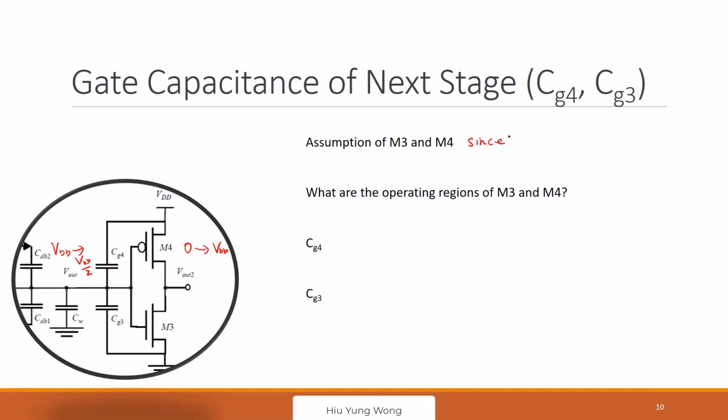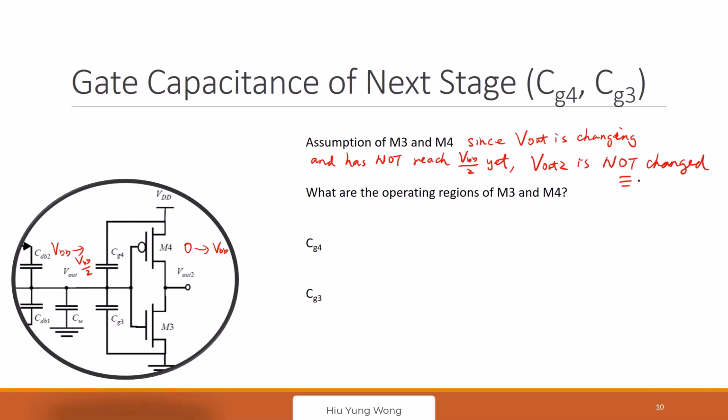Since V out is changing and has not reached VDD divided by 2 yet, okay? V out 2 has not changed. This is very important. So it is still at 0 volt.